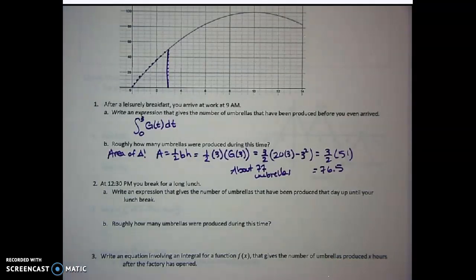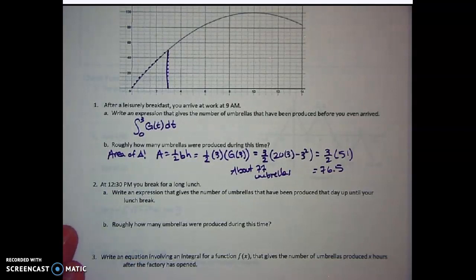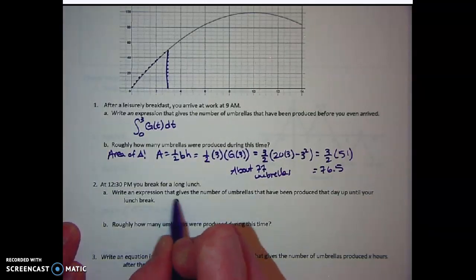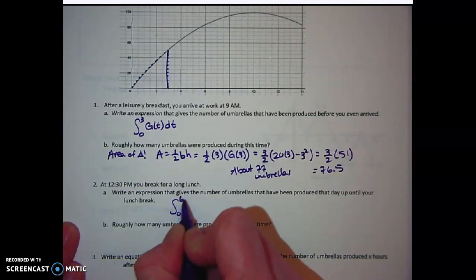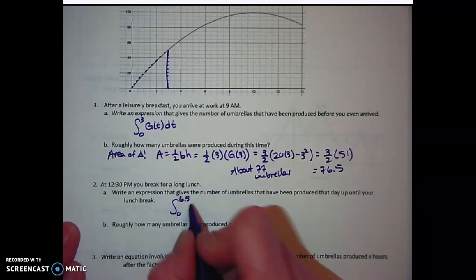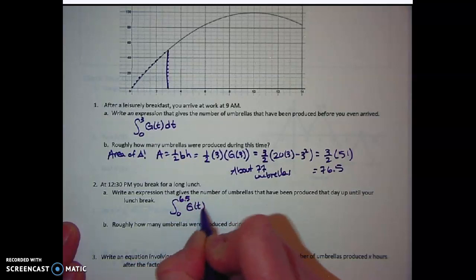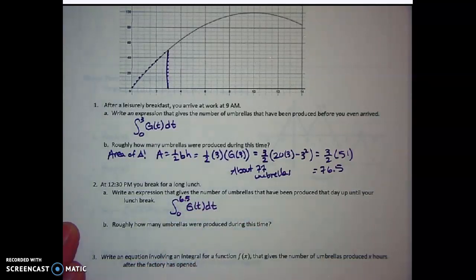At 12:30, you break for a long lunch. Now I want you to write an expression that gives the number of umbrellas that have been produced that day up until your lunch break. So again, we started at the 0 hour, and my lunch break at 12:30 is 6.5 hours after it opened. And again, we're just talking about this g of t function, so the integral of g of t dt. Now, roughly how many umbrellas were produced during this time?